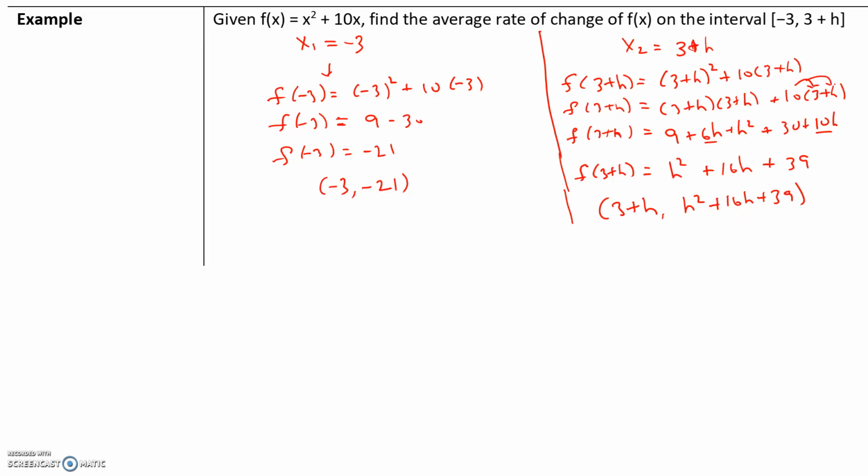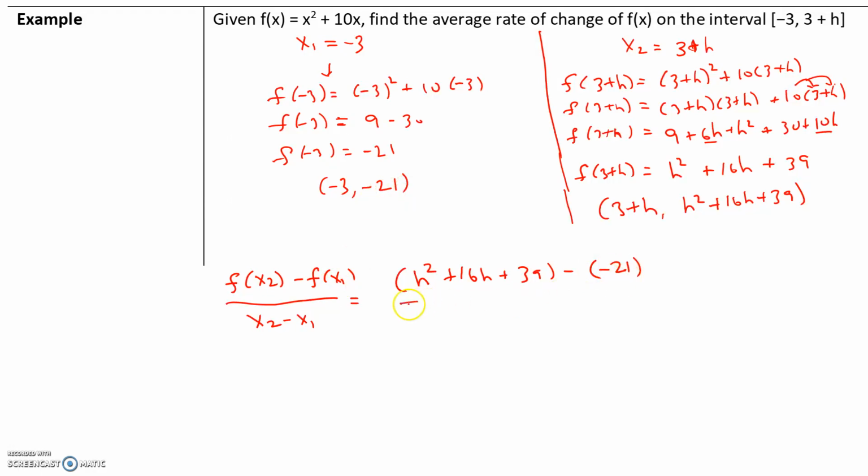All right, now let's go ahead and find our average rate of change, which is f of x2 minus f of x1 divided by x2 minus x1. Whenever you replace these with expressions, make sure you use parentheses. So f of x2 is going to be parentheses h squared plus 16h plus 39 minus f of x1, which is just -21. We will divide this by x2, which is 3 plus h, minus x1, which is -3.